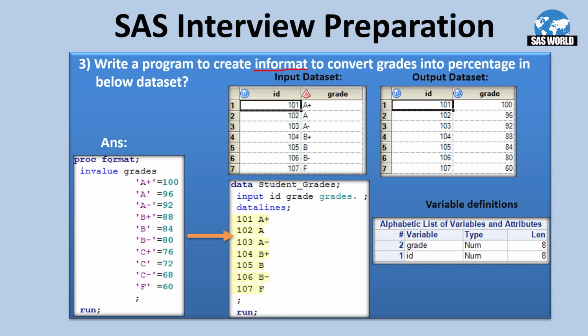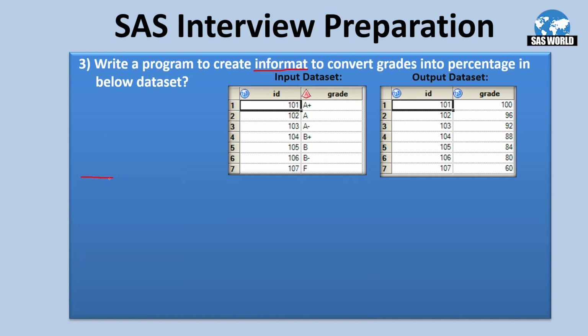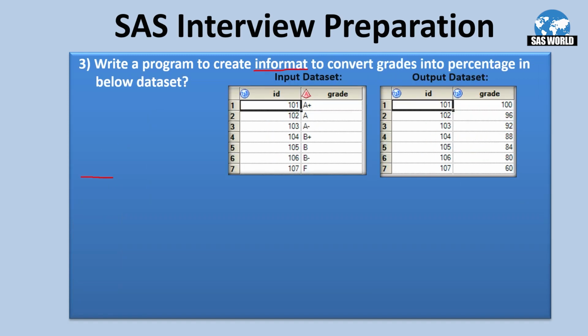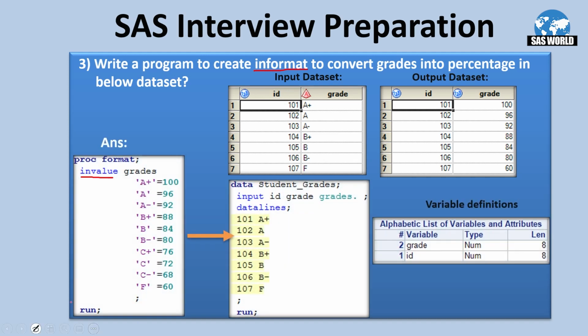So how do we create an informat? We'll use proc format, then we use invalue. So guys, when we create a format, we were using value, but this time we are creating an informat, so we are using invalue. If you can see in the previous question, what were we using? Value. Okay guys, so got it? So to create informats, we use invalue, then the name of the informat, grades.